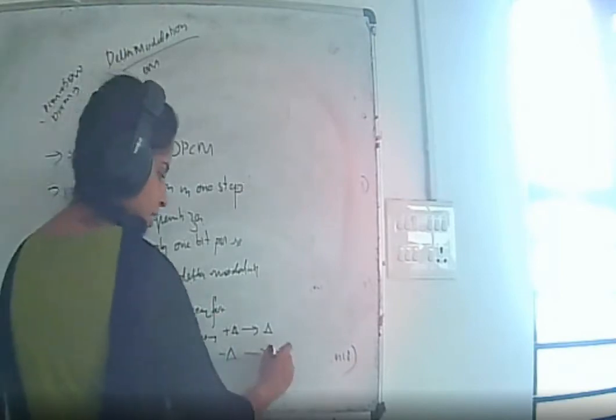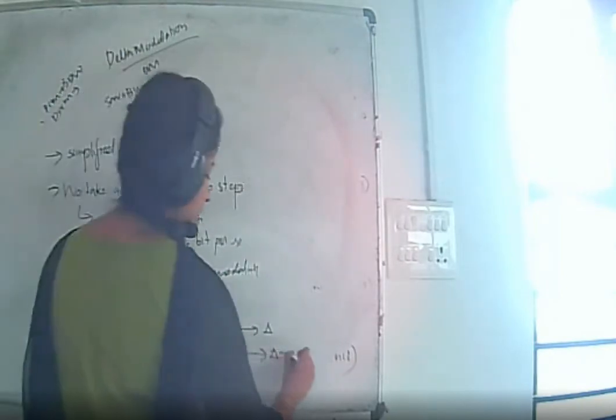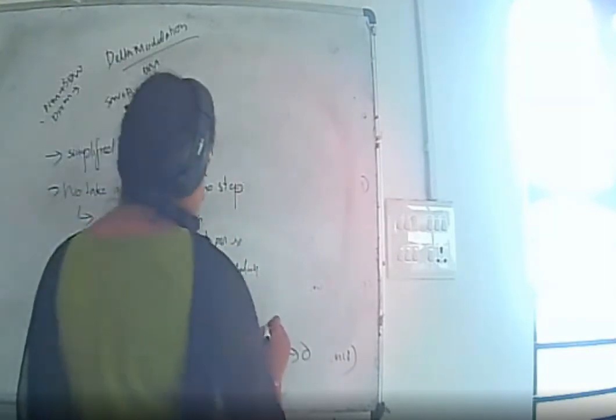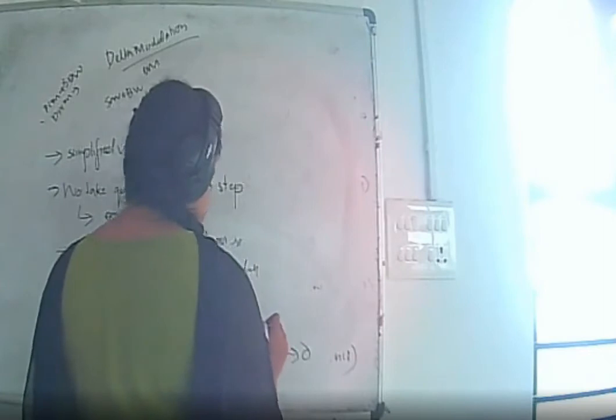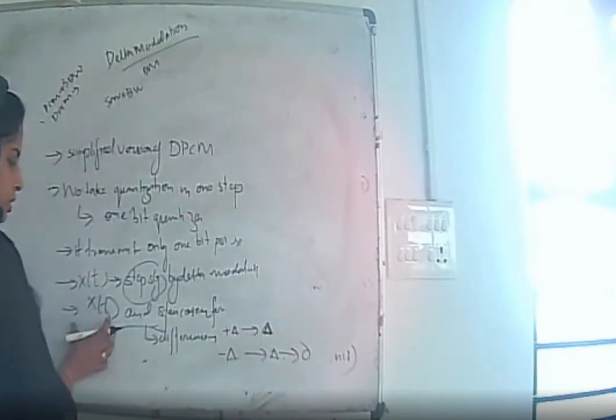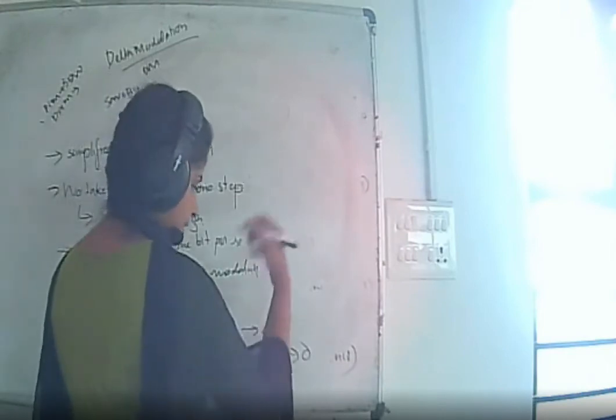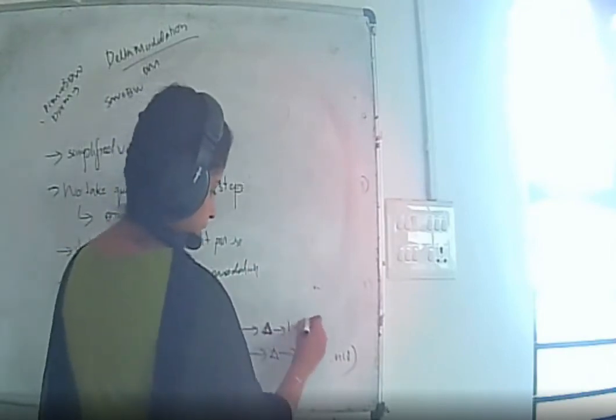When step size is reduced, then 0 is transmitted. When step size is increased, 1 is transmitted. Delta is nothing but the step size, which depends upon the difference between x of t and the staircase waveform.